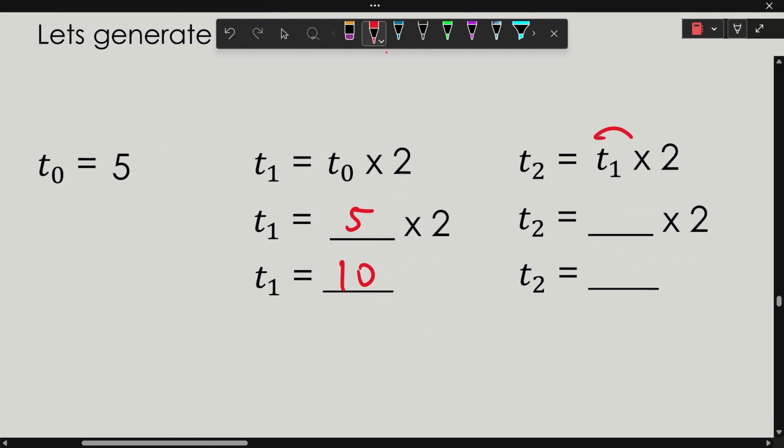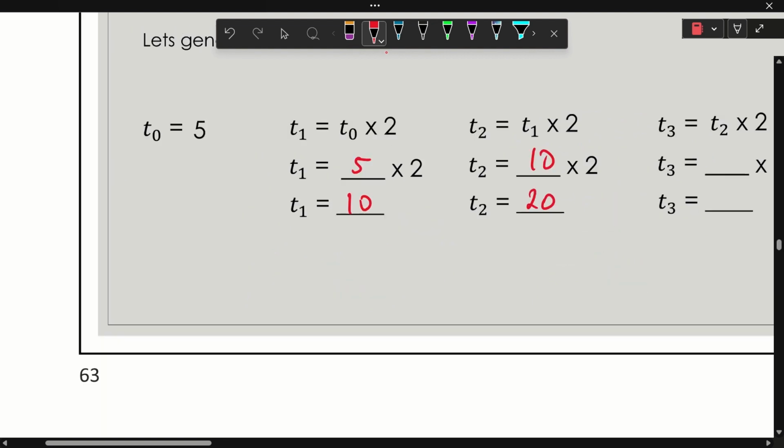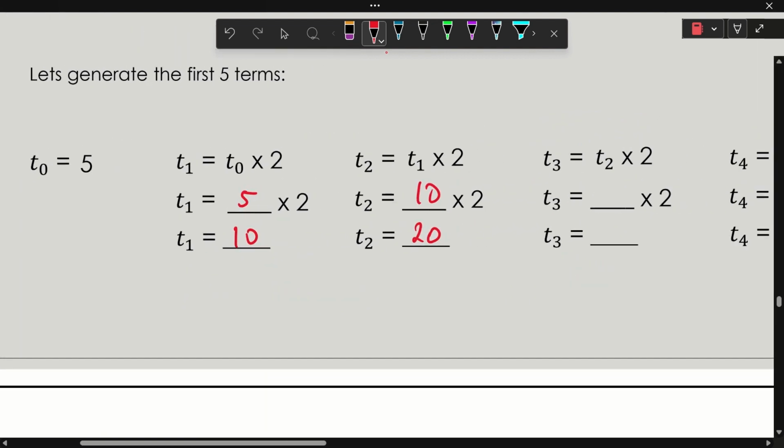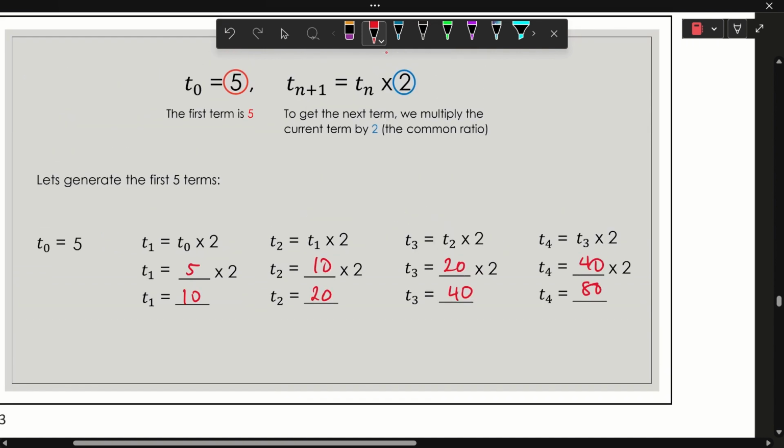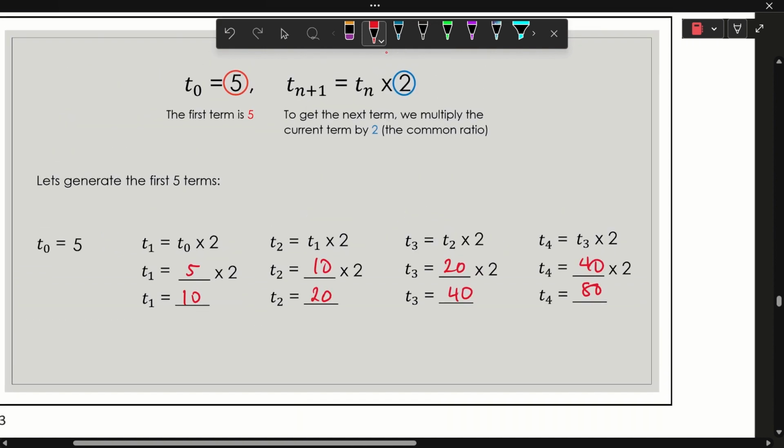Next one, to get T2, you have to get T1 and times it by 2. So it's going to be T1, which is 10, times 2, gives you 20. And you repeat the process. To get T3, you have to get T2 and times it by 2. So that's going to be 20 times 2, so that'll be 40. And then T4, you need T3 for that one. So you're going to get 40 times 2, which will give you 80. So that's how we generate our sequence. Your answer must look like this. Must.